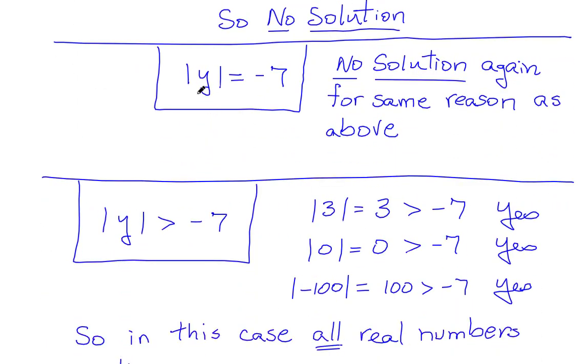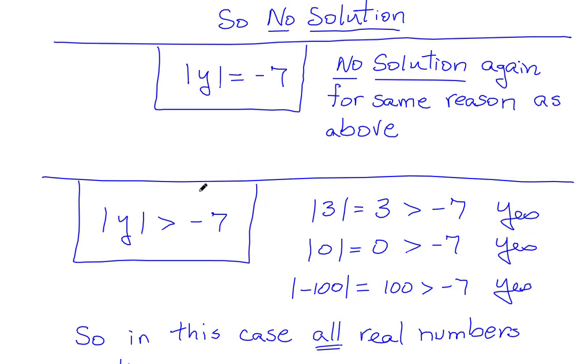Absolute value of y equals minus 7. Well, that's no solution again for the same reason. Because this absolute value, doesn't matter what number you stick in there, is always 0 or positive.